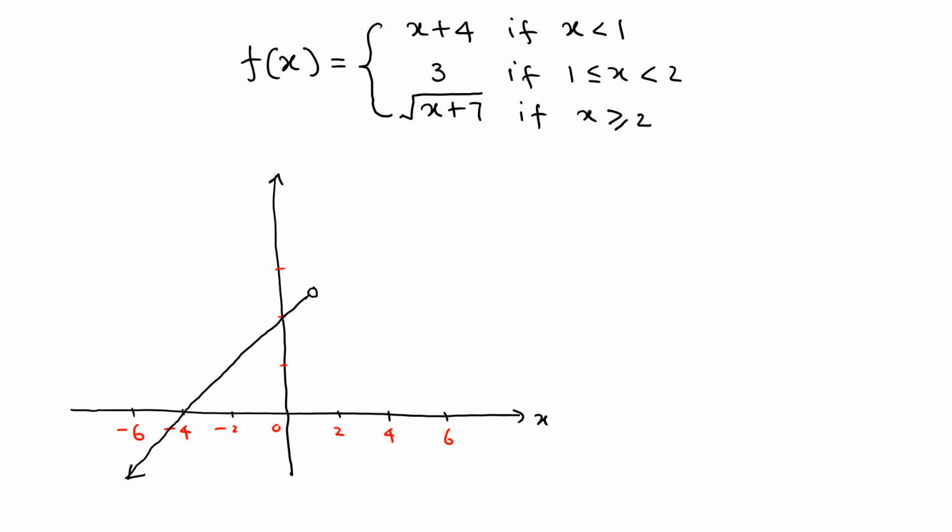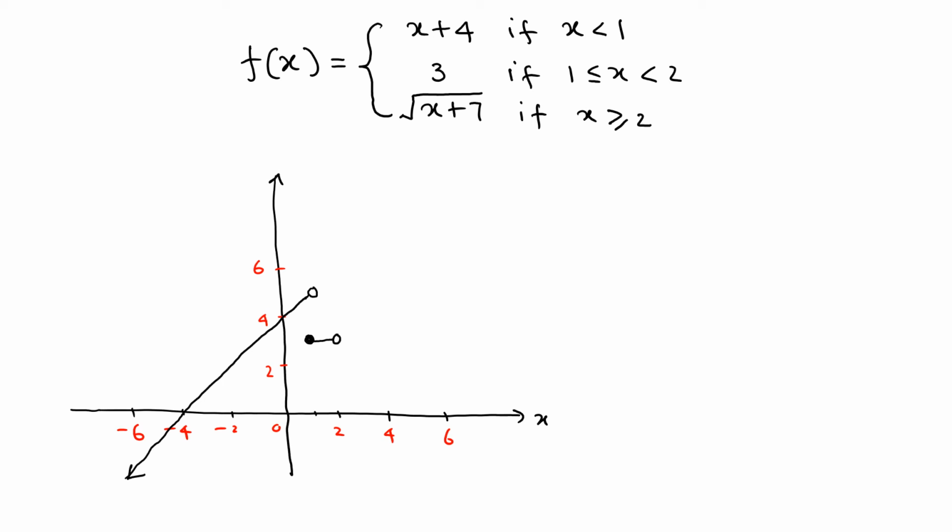And then the second part, between 1 and 2. Between 1 and 2 we have the value 3. So if we have 2, 4 and 6, the value 3 is here. So it's a closed dot at 1, and it's going to end at 2, which is an open dot. So that's the second part of the function.